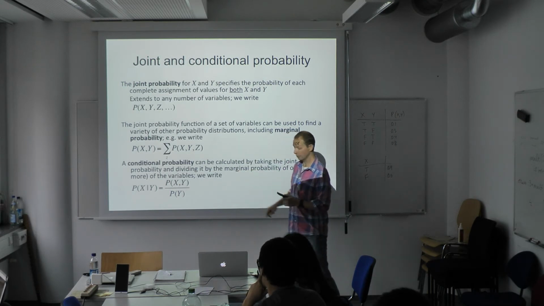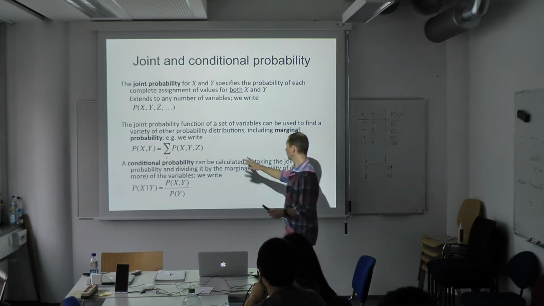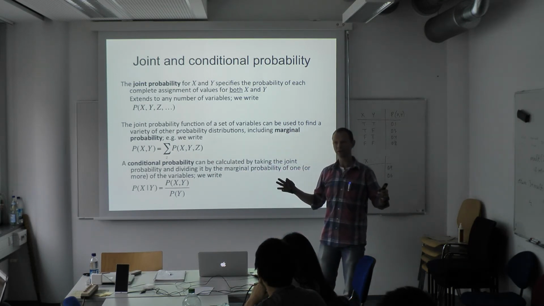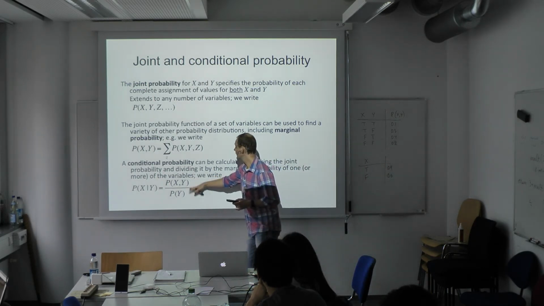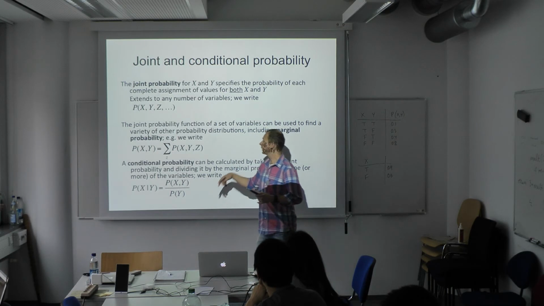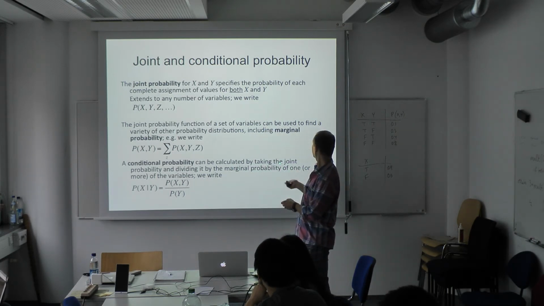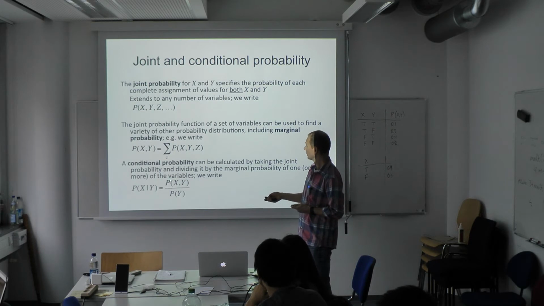And then we have the conditional probability, which is probably the more exciting of them. But I should also note that the joint probability contains all the information that we need about these variables. We can pull out any information from there. And this is actually one example of how we can do that. We can represent it as a conditional probability. So we can calculate it by taking the joint probability and dividing it by the marginal probability of one or more of the variables. So we can write it like that.